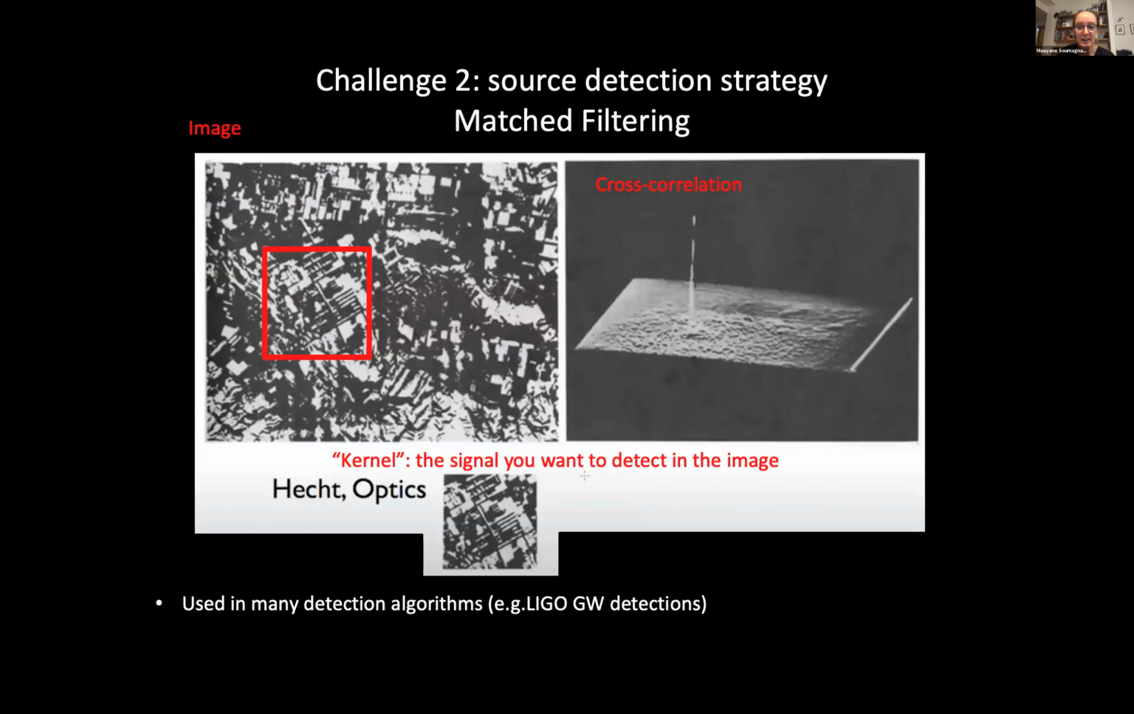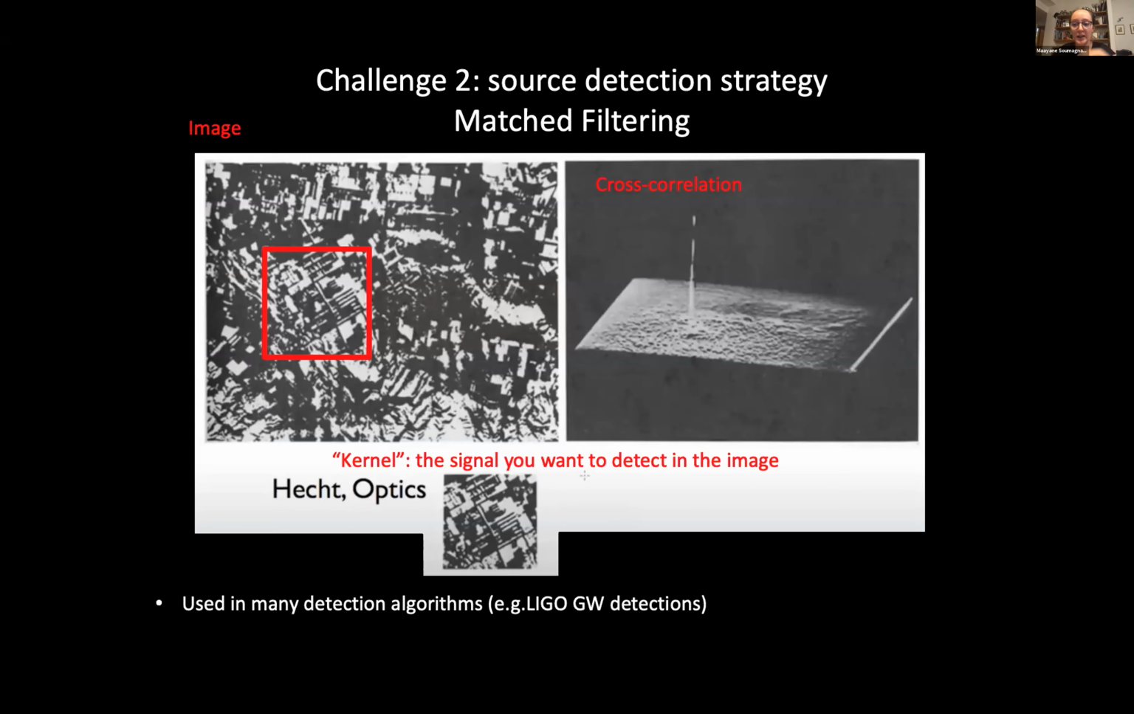Another challenge is related to source detections. How do we detect a transient source in an image? A very common method used for source detection, which I'm sure you're all familiar with, is matched filtering, where you basically know more or less the shape of the signal you're looking for in the data, which is also called the kernel. And you cross-correlate this kernel, or this template, with your image.